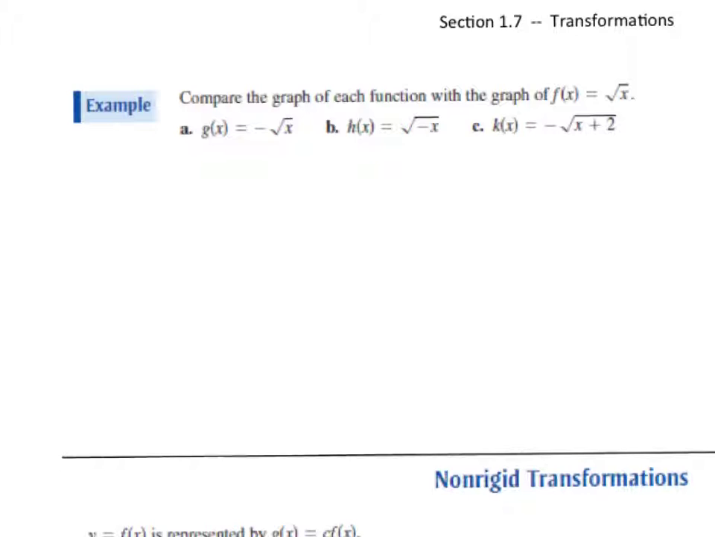For the next part, it's just really identifying what the transformations are. I'm going to pause this here, and you can pause it yourself, and then in a minute I'll put the answers up where you can check it.